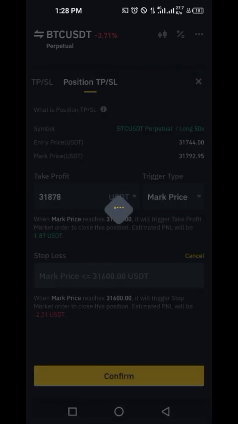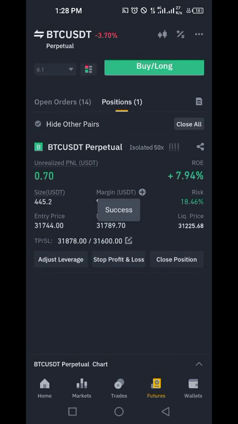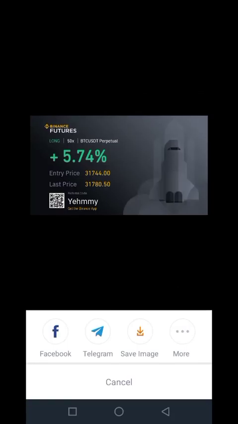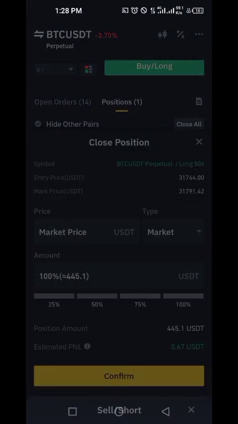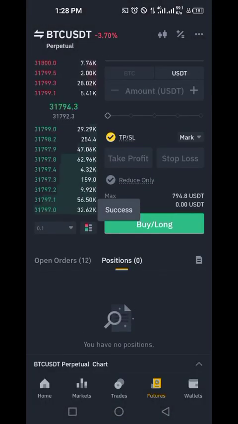So I've selected it. Now as you can see, I didn't even do any analysis, but right now I'm on profits, $0.5. So if you want to close the position, if you want to check the distance, just click on this share and you can see what I've had. So just close the position from here, close the market from here. So I've closed the market. Now I want to close it manually.